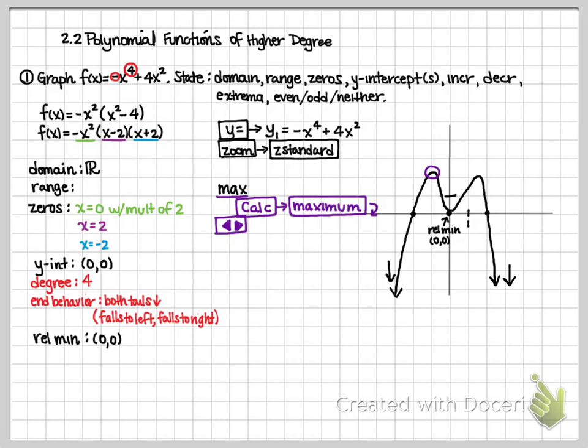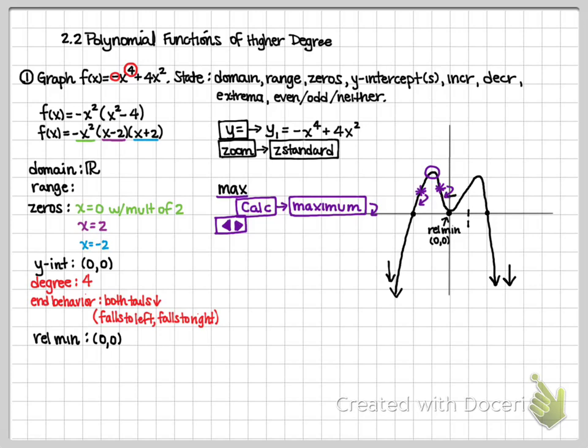So I am going to take my cursor and I'm going to mark on the left here. So I'm just going to arrow over until I get there. And then I'm going to hit enter. So from here, hit enter. Then it asks you for the right bound. You're going to do the same thing. I'm going to go over to the right of the point and then I'm going to hit enter.